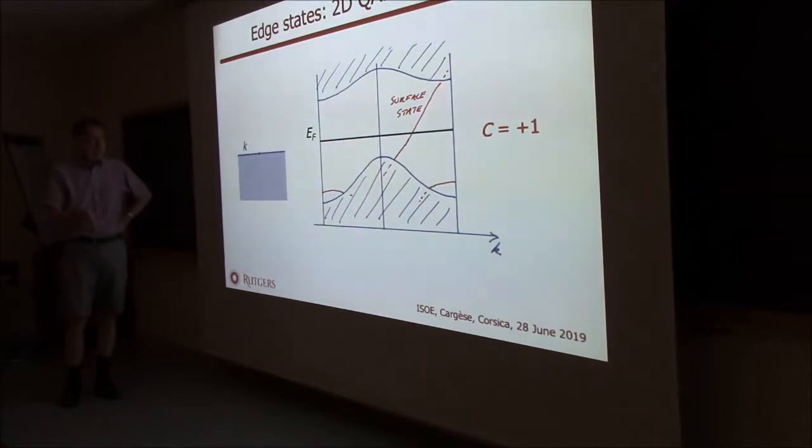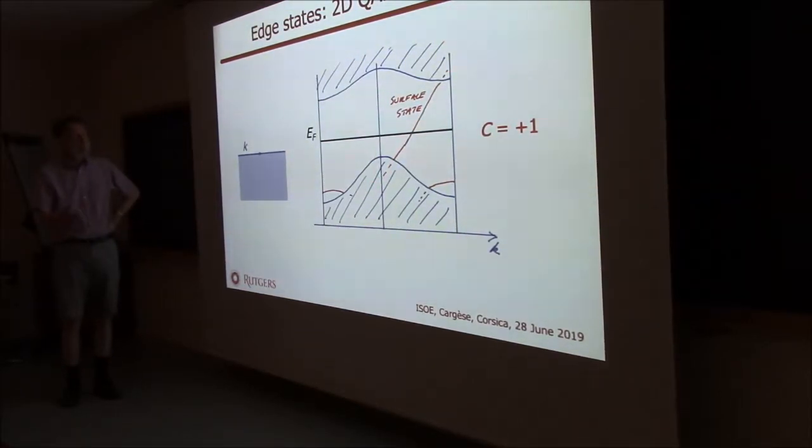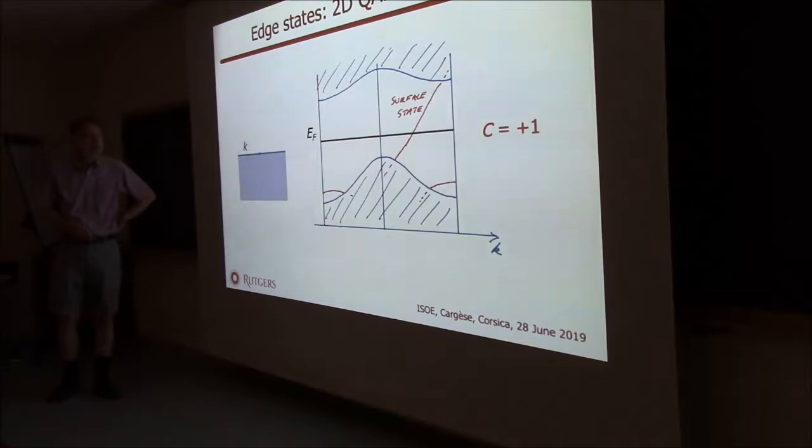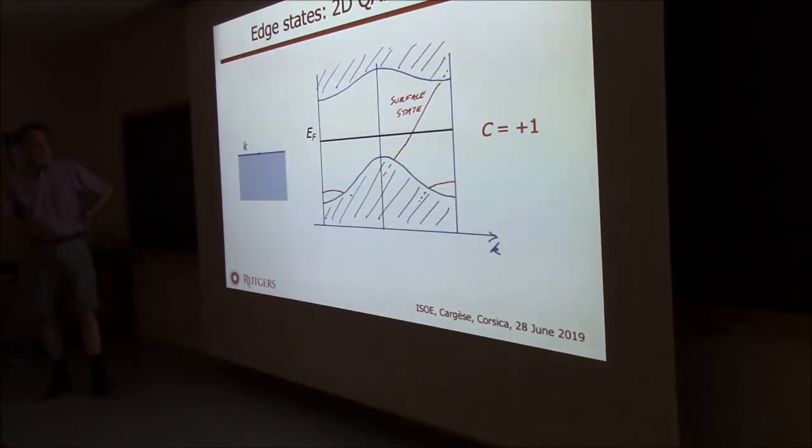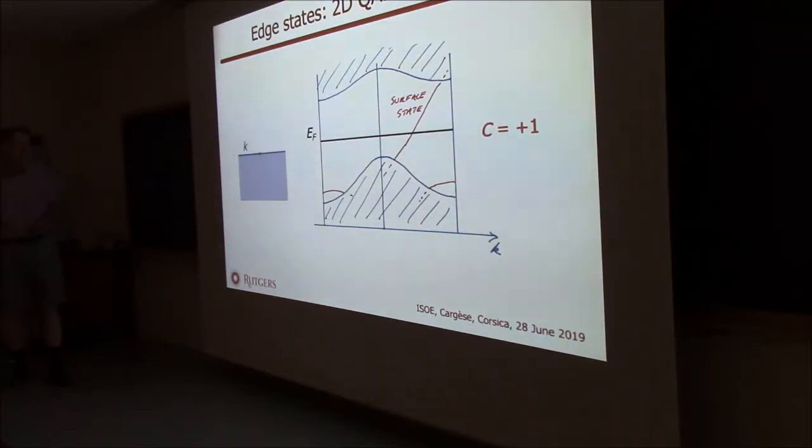And I can count the number of states that cross from the valence band to the conduction band as I move from left to right as I go across here. And that number has to be an integer. And it turns out it's the same as the Chern number we've been talking about all along.